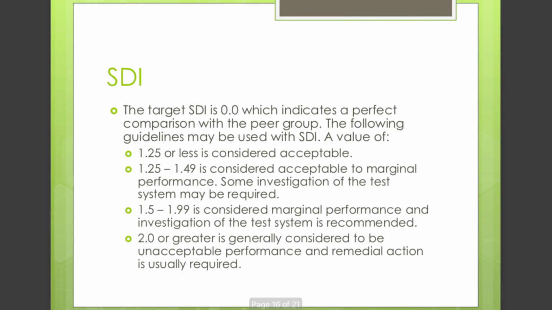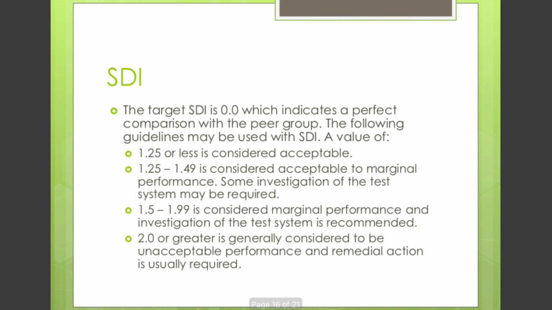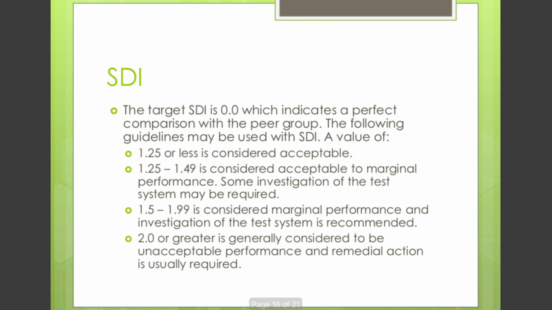Some investigation of the test system may be required. 1.5 to 1.99 is considered marginal performance, and investigation of the test system is recommended. 2 or greater generally is considered to be unacceptable performance, and remedial action is required. We can use the statistics to select control products.